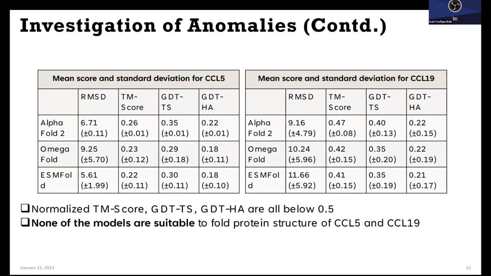CCL19 perform very poorly. Their TM score is below 0.5, which implies that these models are not suitable at all for folding protein structure of CCL5 and CCL19.